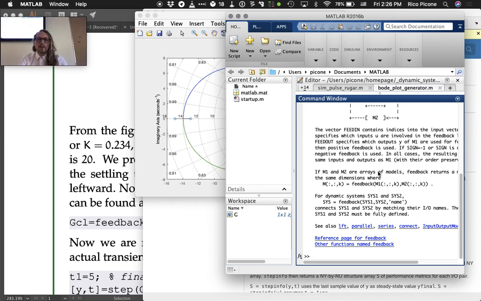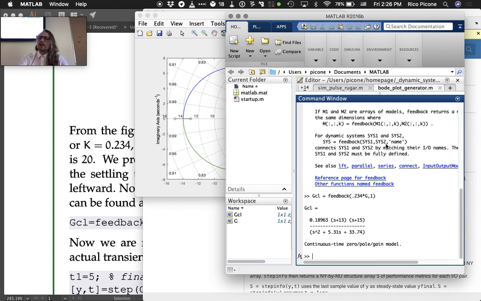So all we need to do is say G closed loop equals feedback of the gain value that we want, so 0.234 was the gain value, times G, which is our plant, unity feedback, and there's our closed loop transfer function. MATLAB wants us to succeed. It knows that we're going to use it to do controller design, and so it's got tools in there that help us. So we didn't have to find the closed loop transfer function being G over 1 plus G, which would also be totally fine, give you the same result.